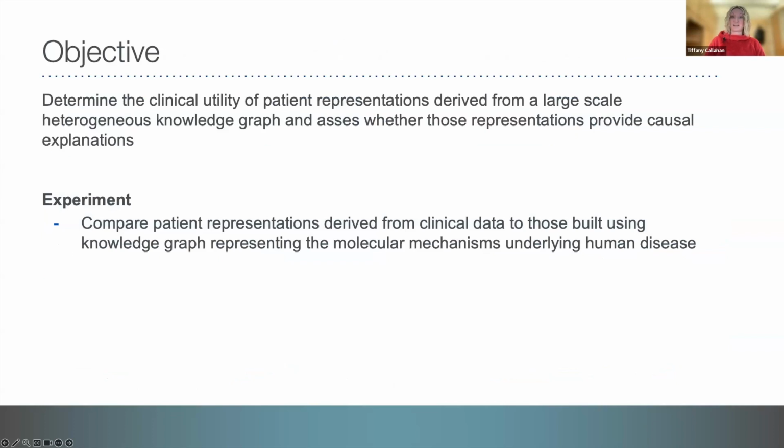The goal of the second study was to determine the clinical utility of patient representations that are built from a giant knowledge graph. To do this, we compared patient representations that were derived using only clinical data to those that were built using a knowledge graph that we built with the intention of representing molecular mechanisms underlying human disease.